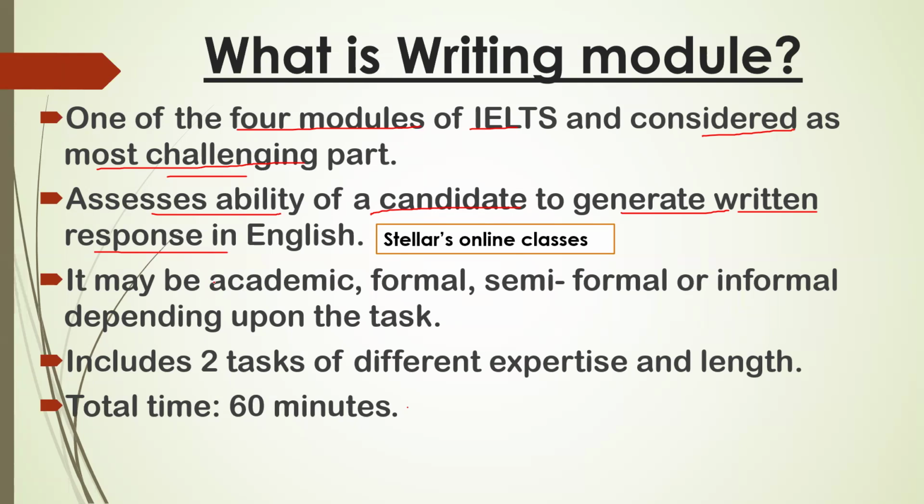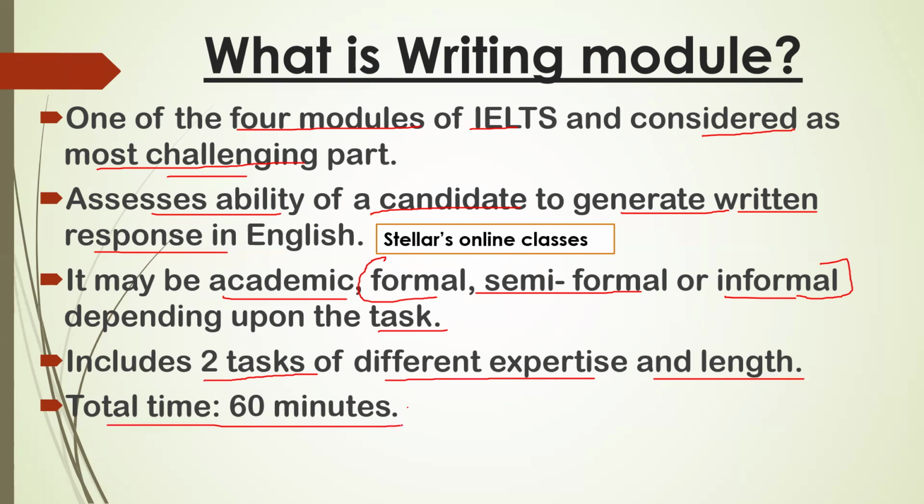The writing may be academic for academic students. For the GT students, it will be formal, semi-formal, or informal in task 1, so it will depend upon the task, what type of task it is. Then you can divide the task into formal, semi-formal, or informal, or academic. In the writing module, there will be 2 tasks of different expertise and length. Here you will get 60 minutes to complete both the tasks.